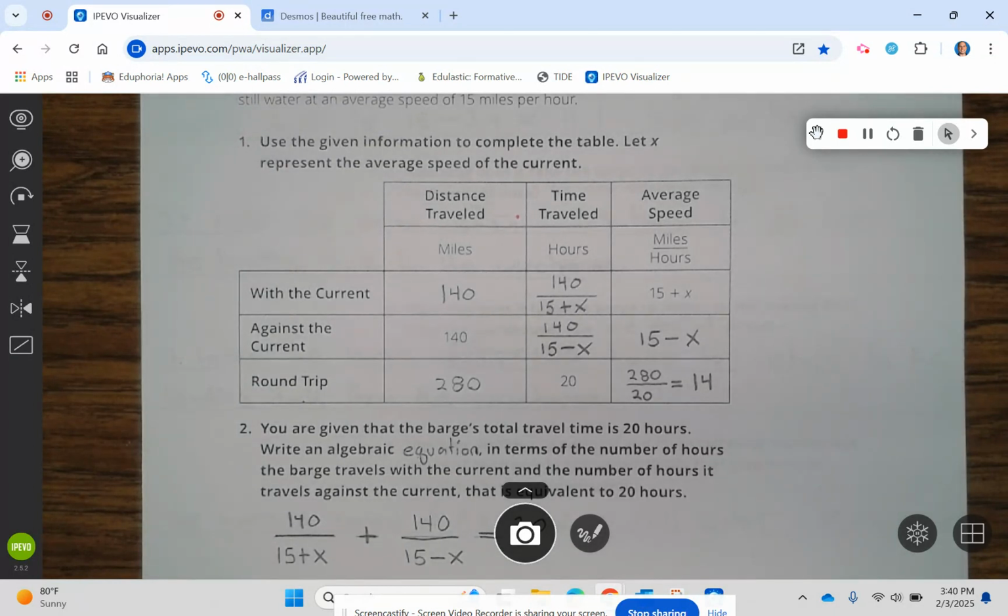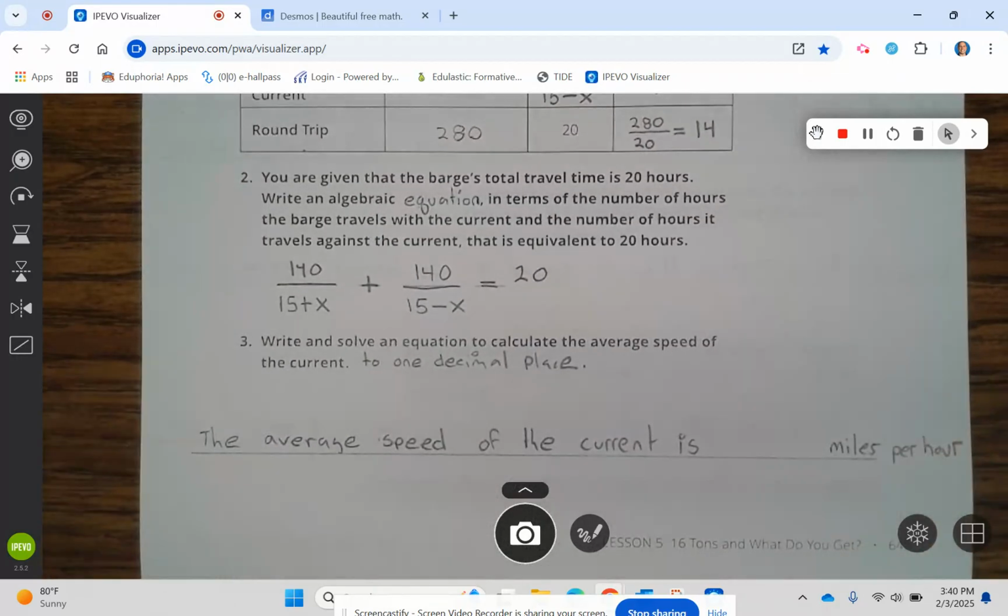Let's take a look at 2. You are given that the barge's total travel time is 20 hours. Write an algebraic equation in terms of the number of hours the barge travels with the current and the number of hours it travels against the current. That is equivalent to 20 hours.